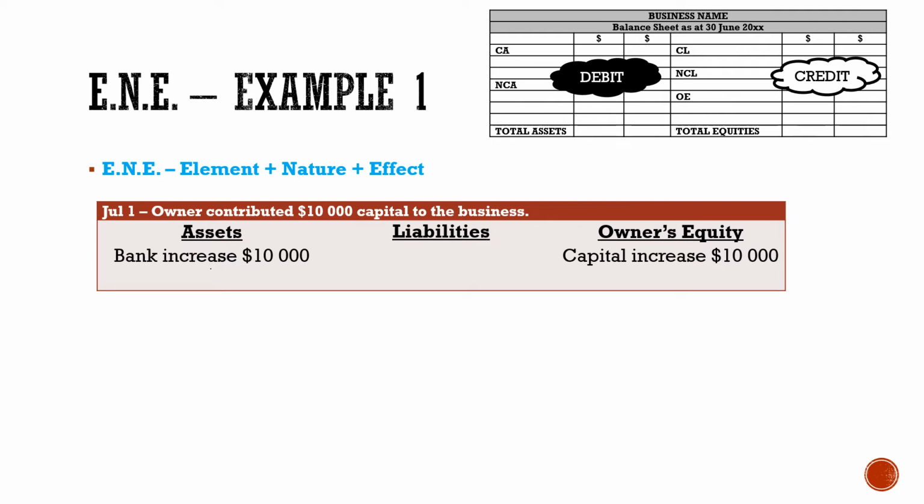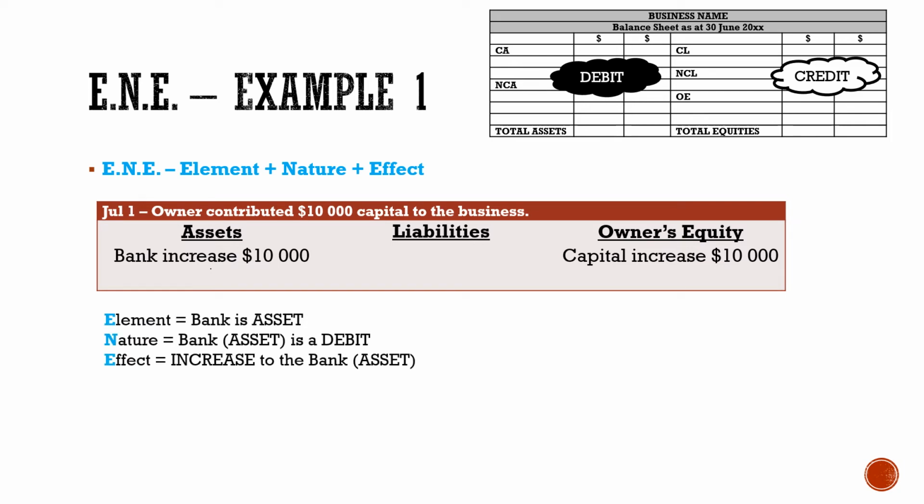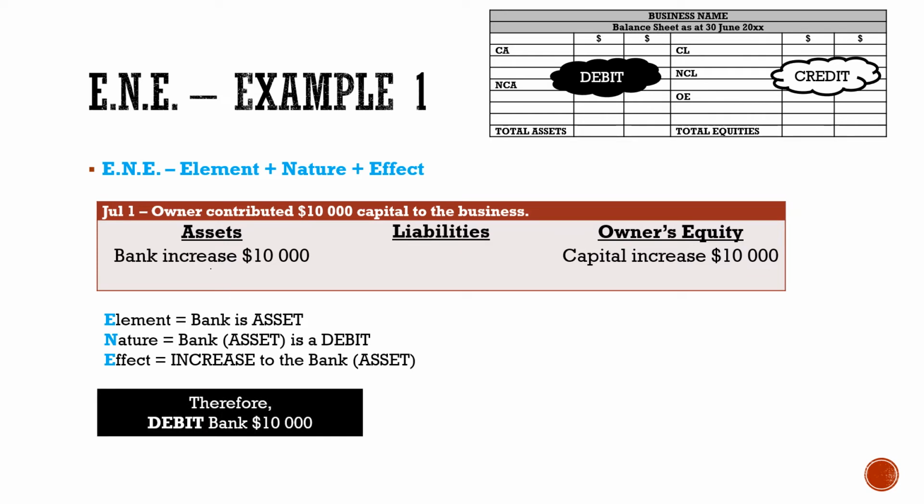Under assets, the bank has increased by $10,000, and under owner's equity, the capital has increased by $10,000. Using E.N.E, we can analyze that the bank is an asset, and that's identifying the element. The nature of the bank account, which is an asset, is a debit, and the effect was an increase to the bank account, which is an asset. Putting all this together, an increase to an asset which has a debit nature means that we can say debit to the bank for the amount $10,000.